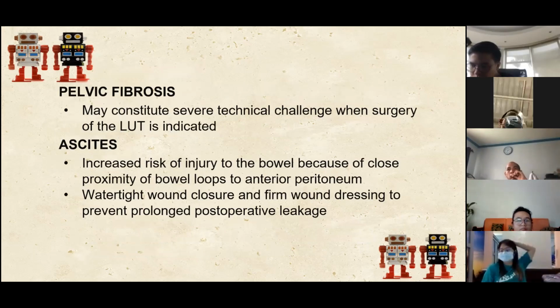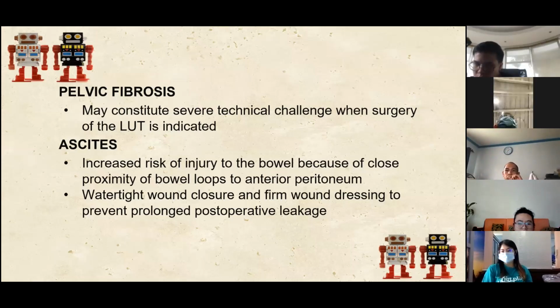For ascites, there is a risk of injury to the bowel because of the close proximity of the bowel loops to the anterior peritoneum. Watertight wound closure and firm wound dressing should be done to prevent prolonged post-operative leakage.